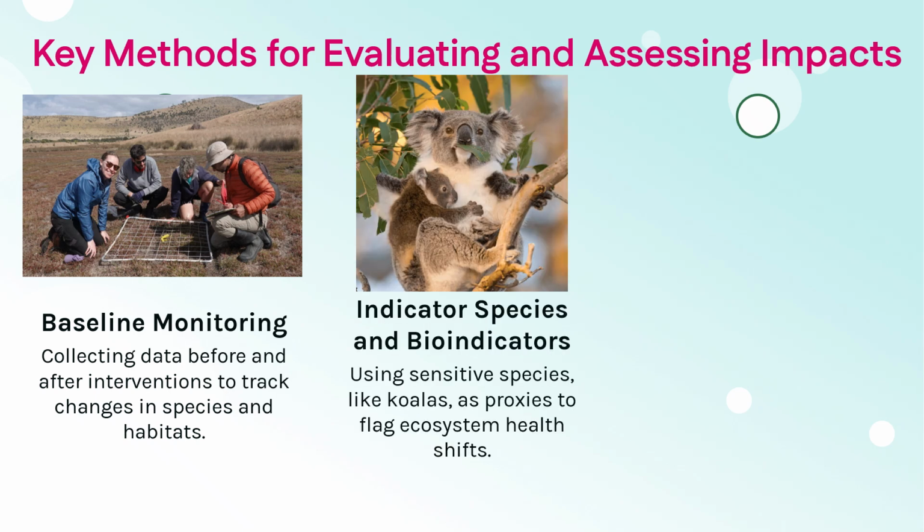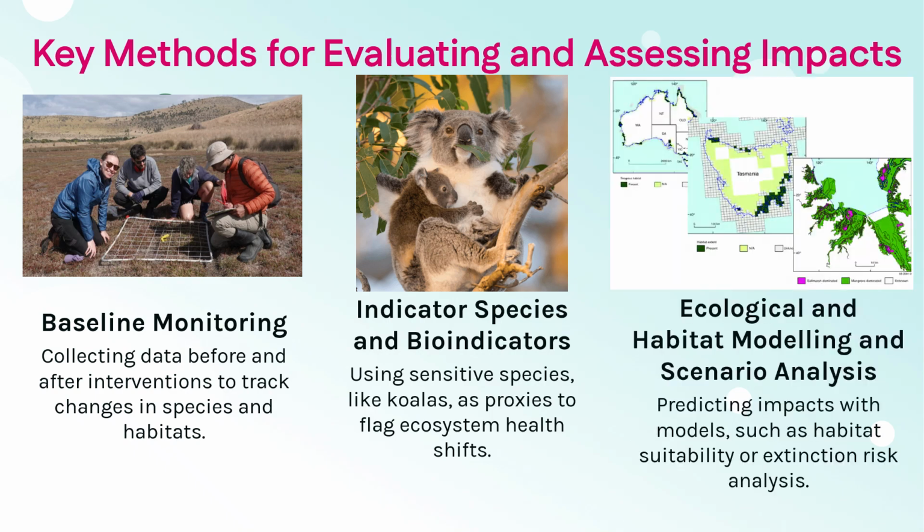Indicator species and bioindicators. Certain species or groups, known as indicators, are highly sensitive to environmental change and reflect wider ecosystem health. Some species, like koalas, act as sentinels, with population changes, such as those tracked in the Brandy Hill Quarry case, used to signal broader biodiversity trends.